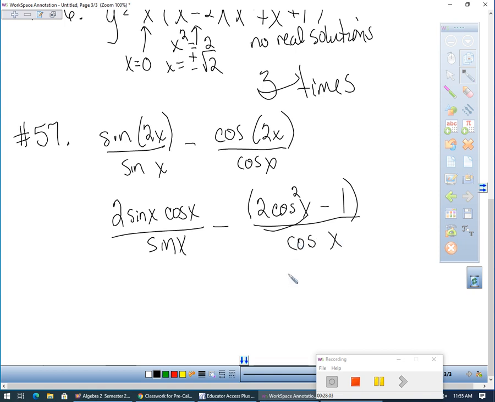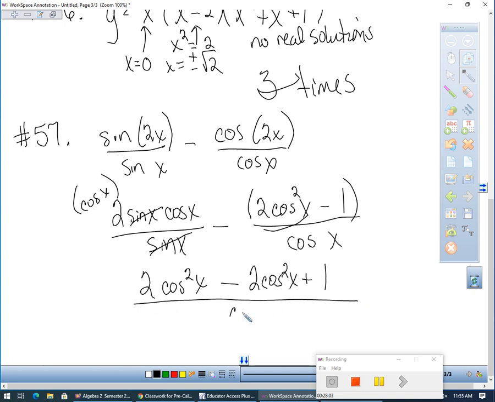All right, so now we need to put these together, okay? In the first one, my sine x's will cancel. So really I just have 2 cosine x. And I need to get a common denominator. So I'm going to multiply this first one by cosine x. So I actually have 2 cosine squared x minus 2 cosine squared x. And don't forget to distribute the negative, plus 1. All over cosine x. So you'll notice 2 cosine squared x minus 2 cosine squared x, those will cancel. And we're left with 1 over cosine x. And that's it.